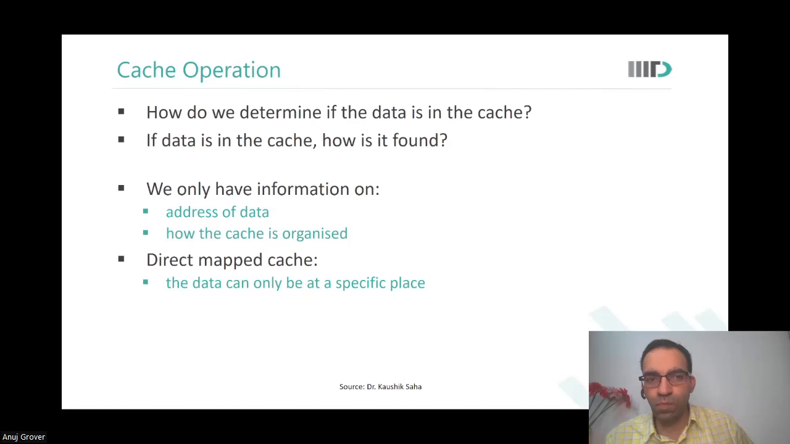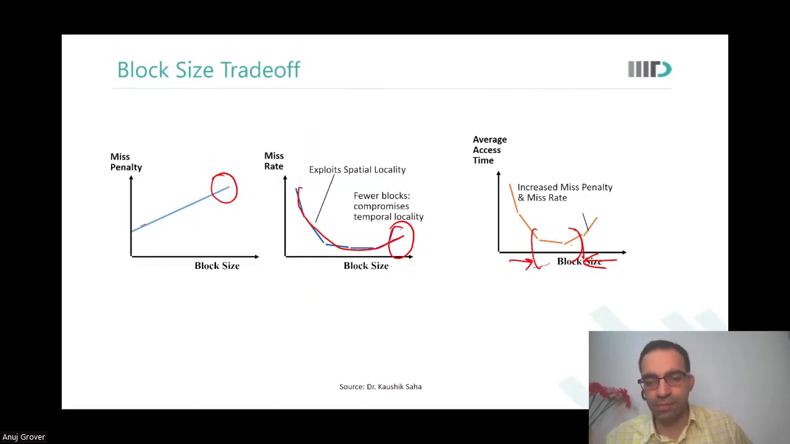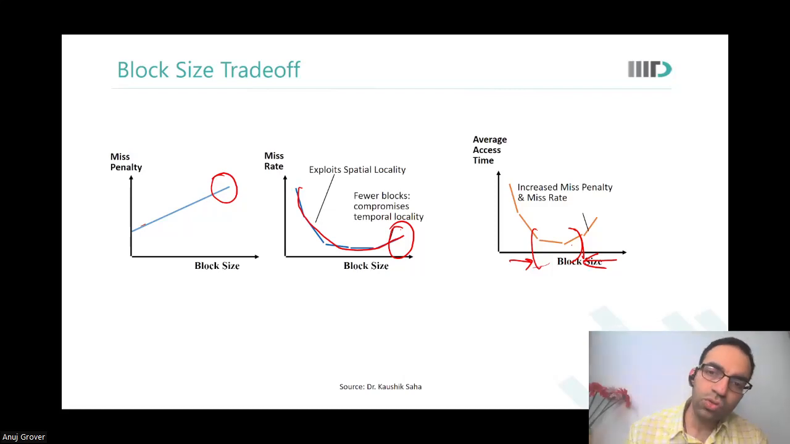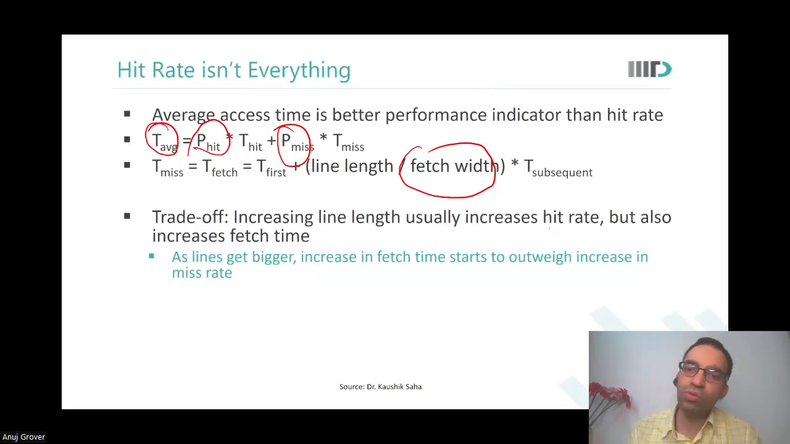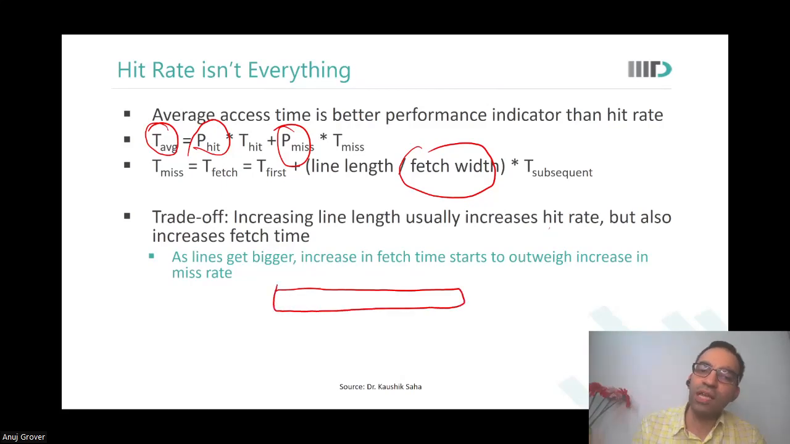Okay, sir. That's the general relationship. Yes. Sir, when you explained the T miss equation, you said that it corresponds to one burst of transfer. Mm-hmm. So is the cache line length in any way related to the burst size? So the fetch width, you could say, could be linked to the total number of words I can fetch quickly before selecting the next row.